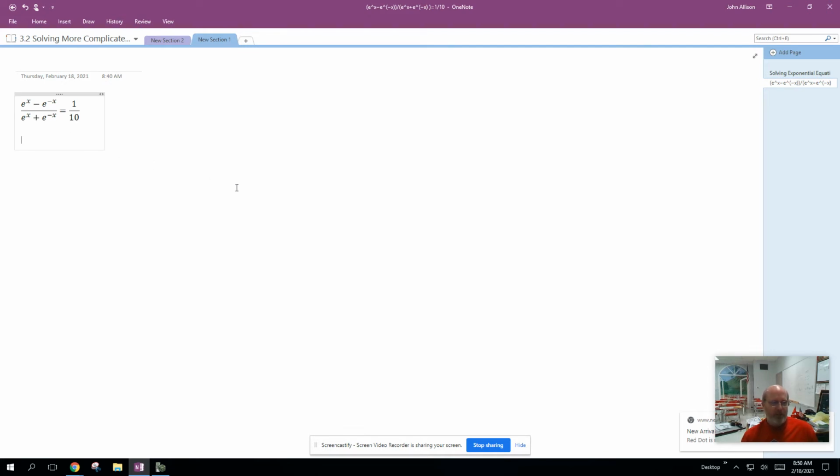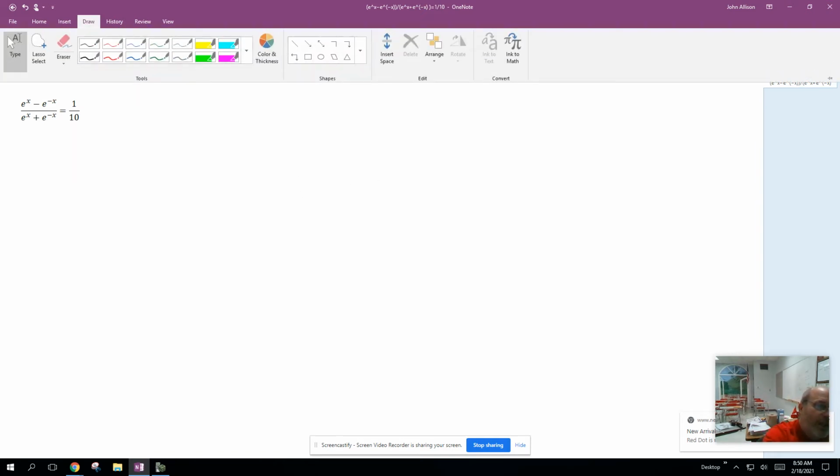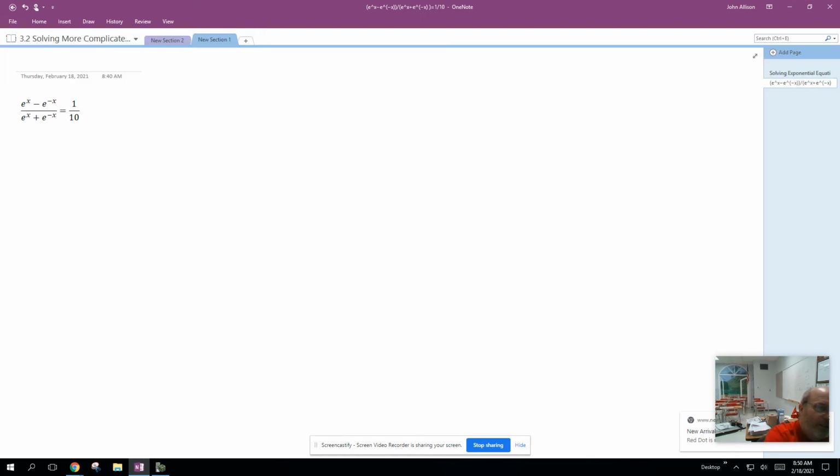Here we have another equation with e. E is the base of the natural logarithm. We will see that a lot as we move through this course. So we're going to do the same thing here. We're going to multiply both sides of the equation by the denominator, e to the x plus e to the negative x.